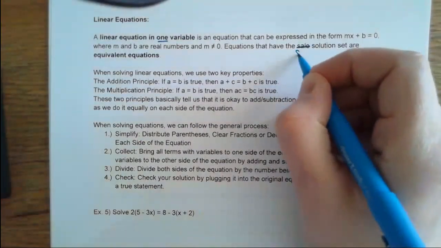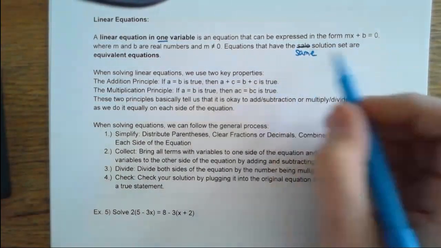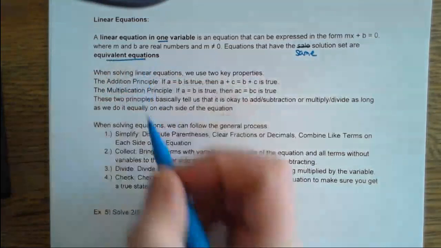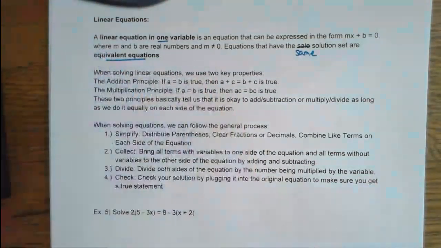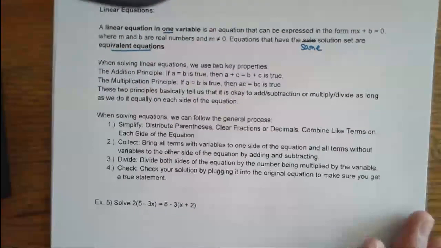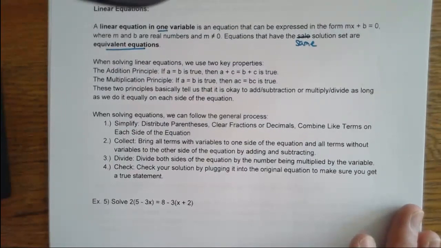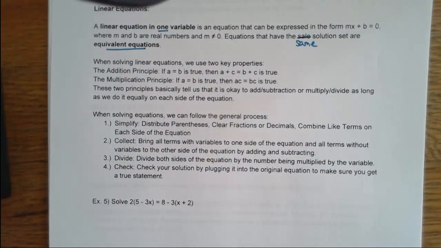I do have a typo here. That should be same. Equations that have the same solution set are called equivalent equations, and that word equivalent basically means equal, right? So when we're solving, we go through a process that gets us to the answer by going from one equivalent equation to another. So when we make changes and start solving, we don't change the solution. I may change the look of what I'm doing, but I'm not messing up the solution, and that's the key here. That's why we have all these rules.